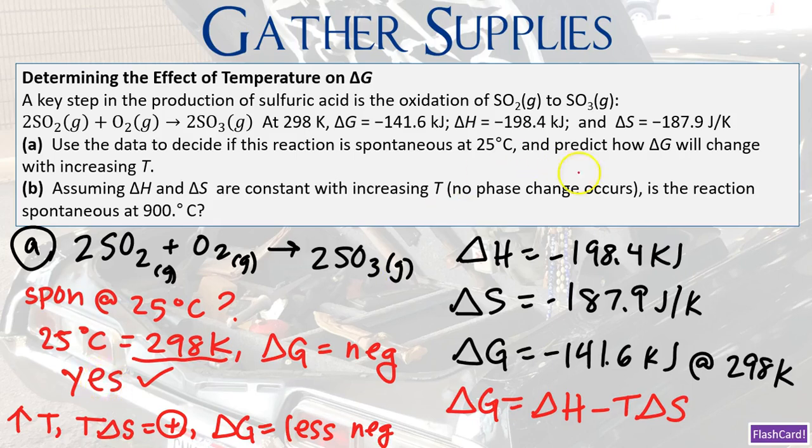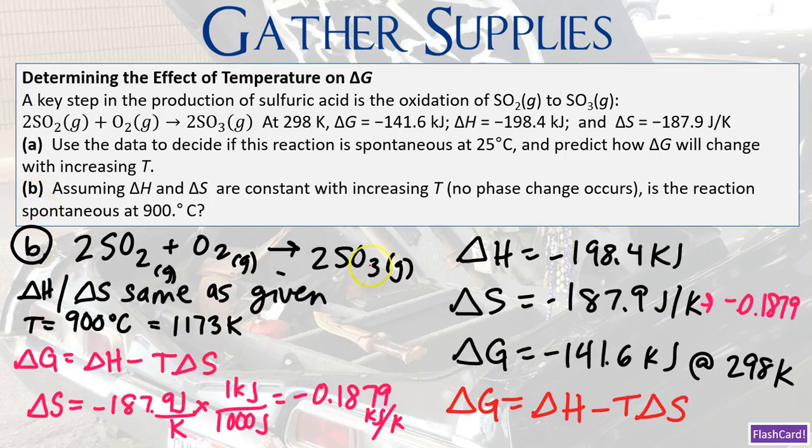Then it goes further and says, predict how delta G will change with increasing temperature. If we continue to increase the temperature, we're going to continue to increase our T delta S value. With S being negative, our T delta S term is going to become more positive. Delta G is still going to be negative, but it's just going to be less negative. If it's less negative, that means it's going to be less spontaneous.